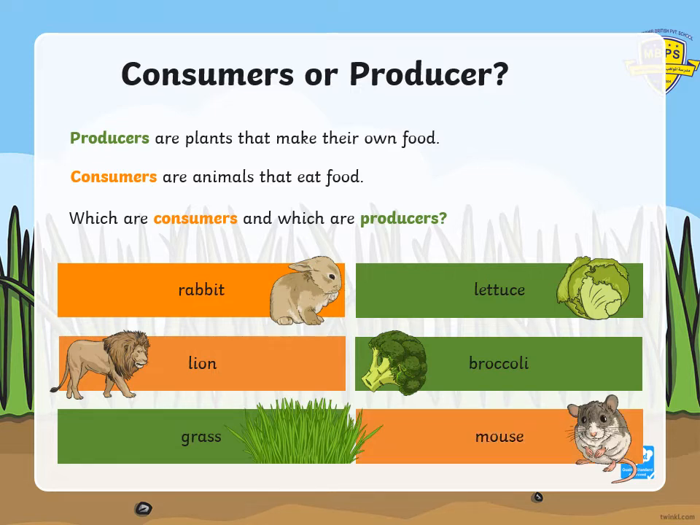I hope you are quite clear with the terms consumer and producer. Consumers are those which eat, like us. And producers are those which don't eat. They can make their own food, like all the types of plants.